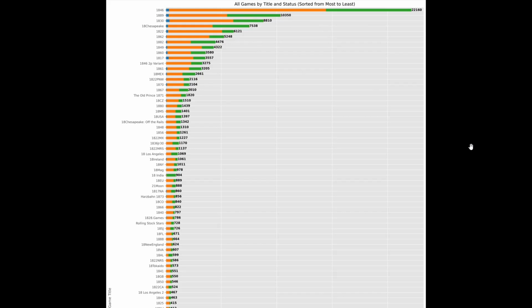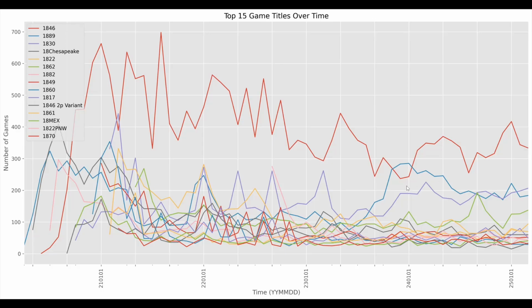The next two graphs are really more just out of curiosity and to sanity check the data. I have the games played over time. You can see that 1846 was one of the early games to be implemented in the site and really dominates in terms of total plays. 1889, as noted, was the first game implemented, and then 18 Chesapeake was the second. 1830, which is one of our popular games, was actually one of the later games to be implemented, still very early, of course, and has had kind of a steady presence in the data throughout the website's lifespan.